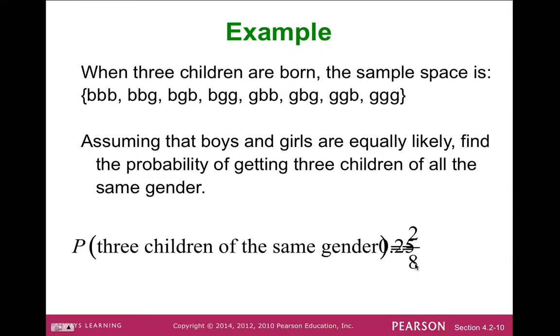And if you were to calculate out the math, you'd find that that's a 0.25 probability, which if you were to multiply that by 100 and turn it into a percentage, would be 25%. So when 3 children are born, the likelihood of getting 3 children of the same gender is approximately 25%.